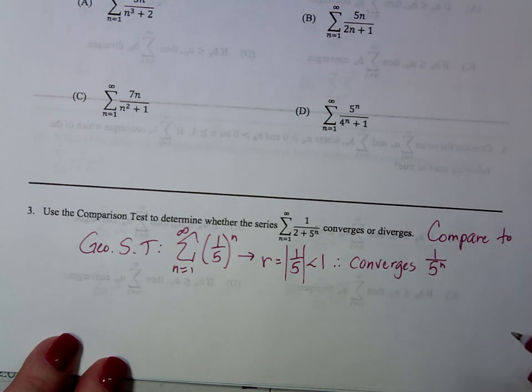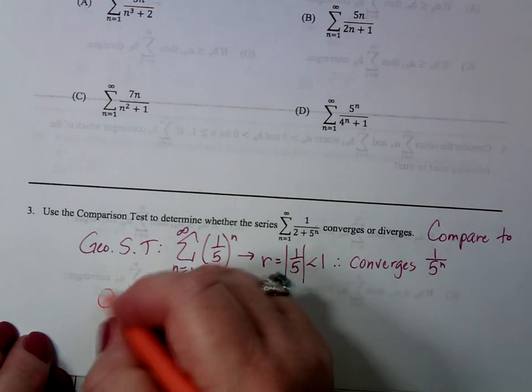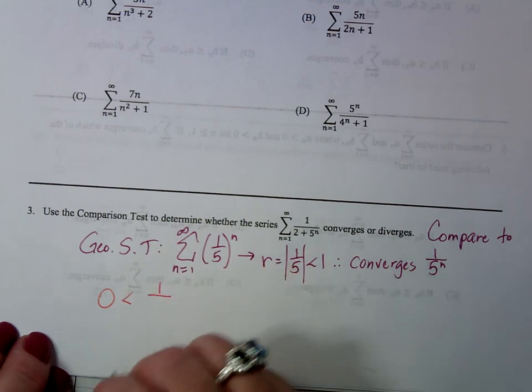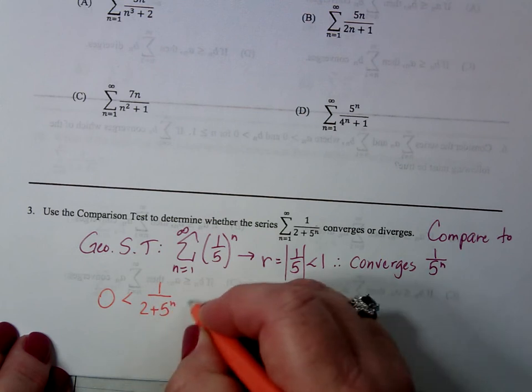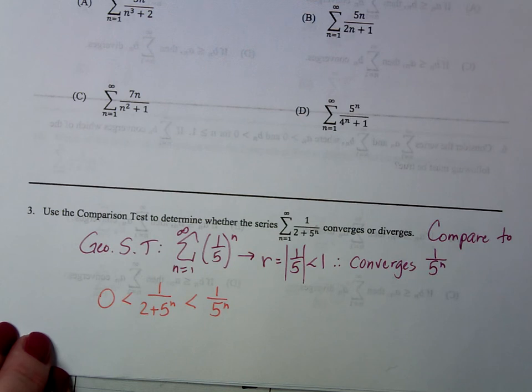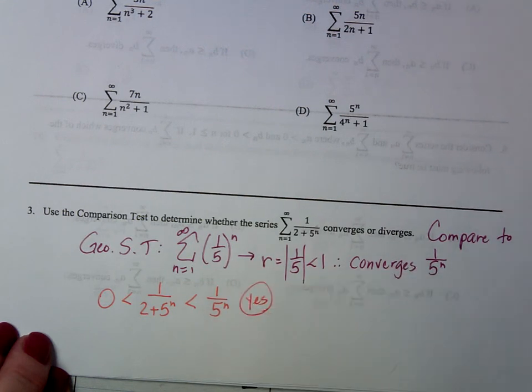All right, we have to check the inequality for this one and see, is it true? I did my inequalities the last time in orange, so let me go orange. Is 0 less than 1 over my a sub n, 1 over 2 plus 5 to the n, less than my b sub n, 1 over 5 to the n? Check the inequality, put in a 2. I have 25 plus 2 is 27. Is 1/27 smaller than 1/25? And the answer is yes. That means that I did well, and I know that these both converge.